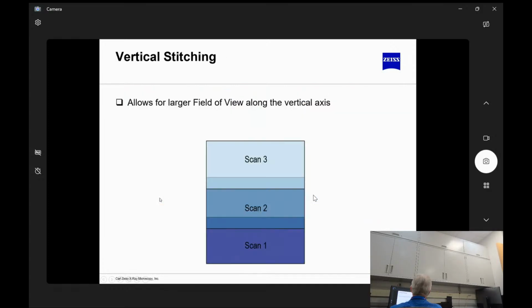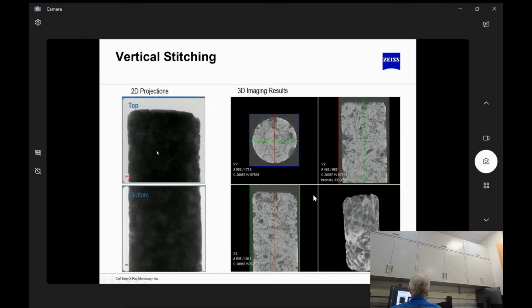So what happens if we can't scan everything that we want to see in one box? We can do either vertical or horizontal, or vertical plus horizontal stitching in that case. So I could do scan 1, scan 2, scan 3 with some overlaps, and the machine will put everything back together again as one object.